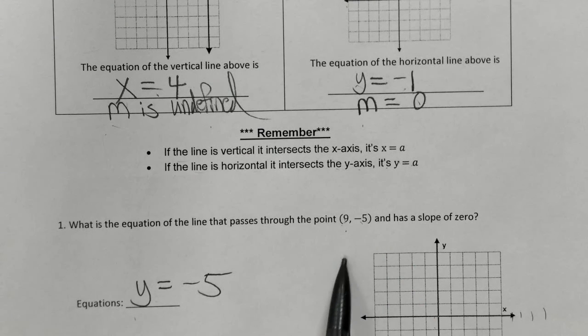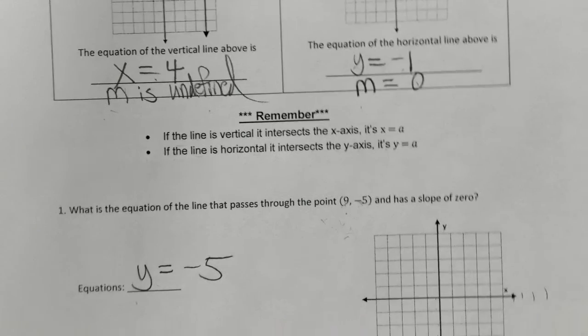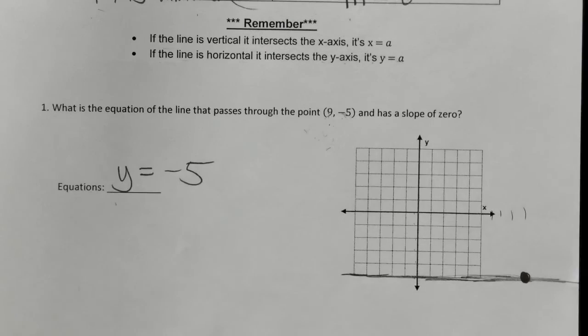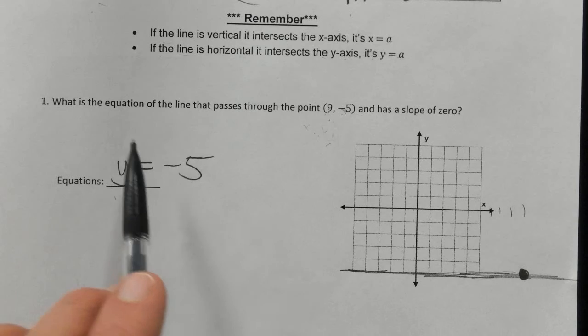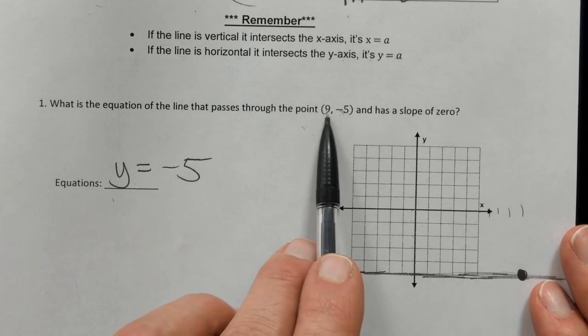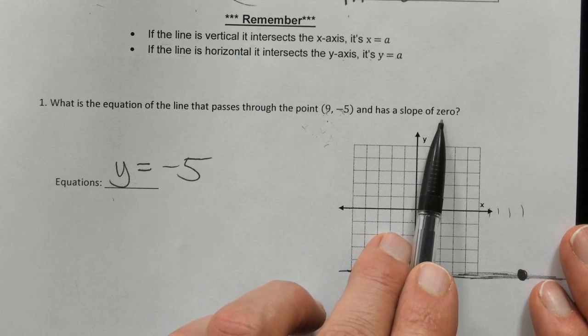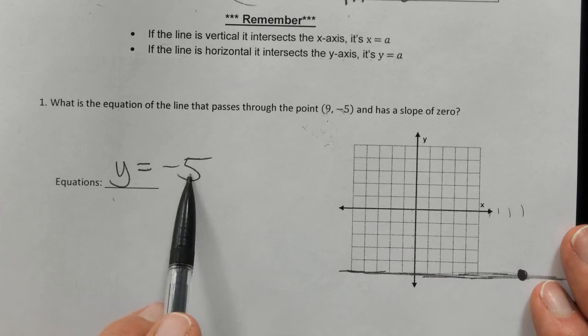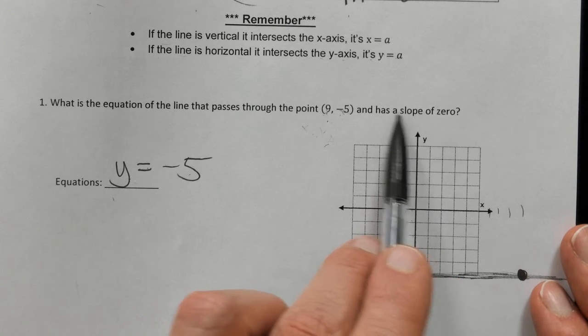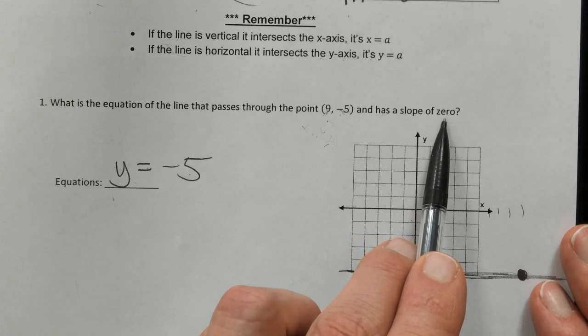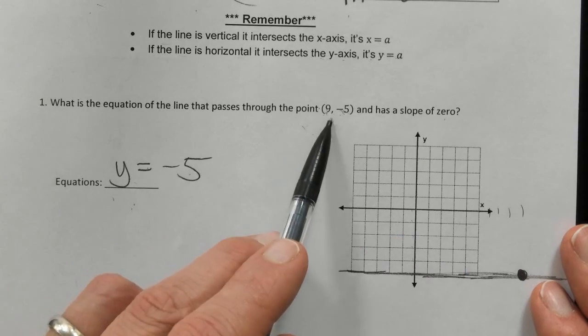Don't forget, you can use those points to help you verify. If it's y equals, it's going to be y equals whatever the y number is on the point, in this case, -5. If it's x equals, it's going to be x equals whatever the x number on the point is, in this case, 9. So for example, in this first one, where it says, what's the equation of a line that passes through (9, -5) and has a slope of 0? Well, the answer was y equals -5. If this changed to undefined slope, then the answer would be x equals 9.